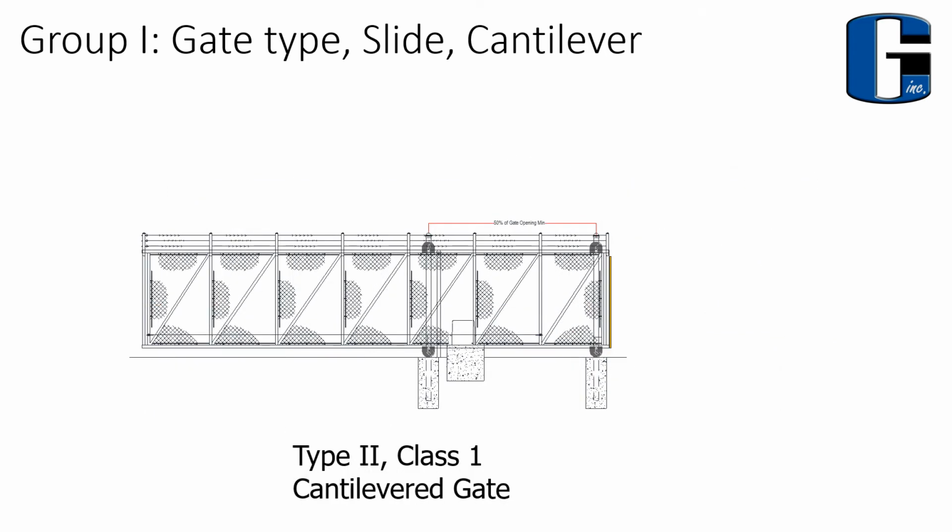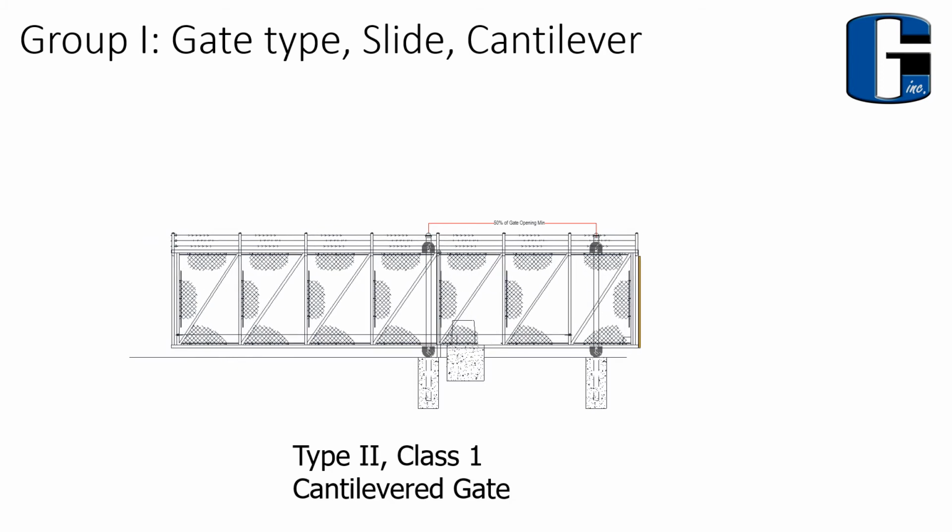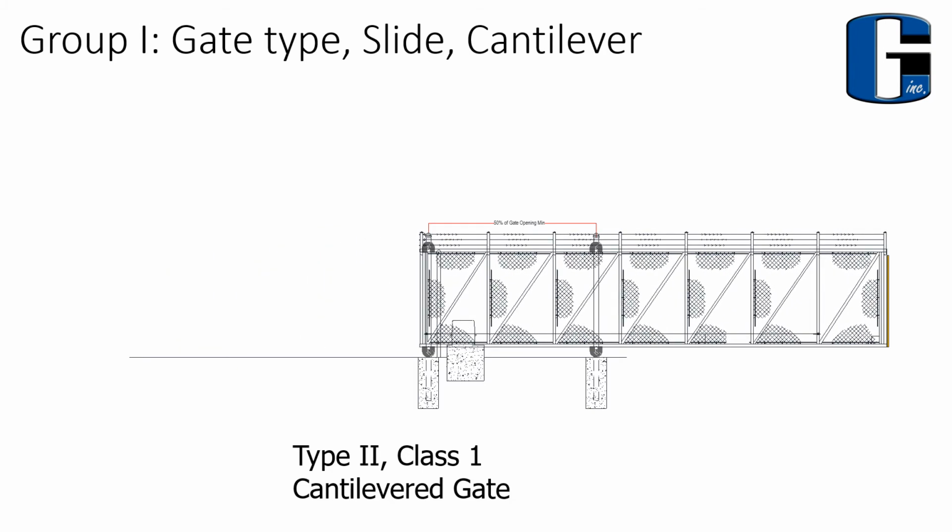So again, here is our illustration of our cantilever gate, and as you can see, as it slides back and forth, you can imagine that weight distribution changes from the 2 different sets of rollers.